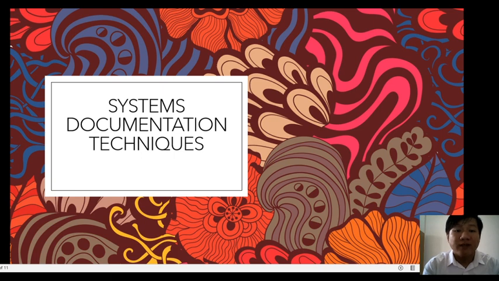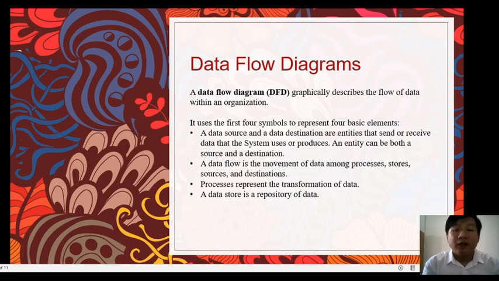Today I will present about Chapter 3, system documentation techniques. First one, data flow diagram. A data flow diagram graphically describes the flow of data within an organization. It uses the first four symbols to represent four basic elements.